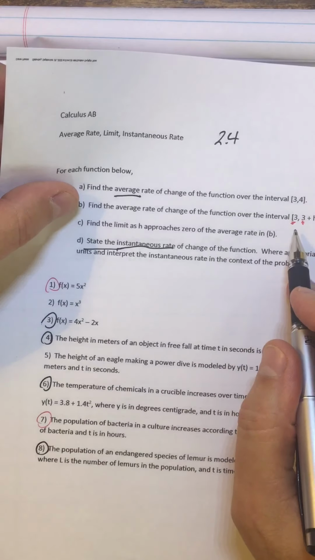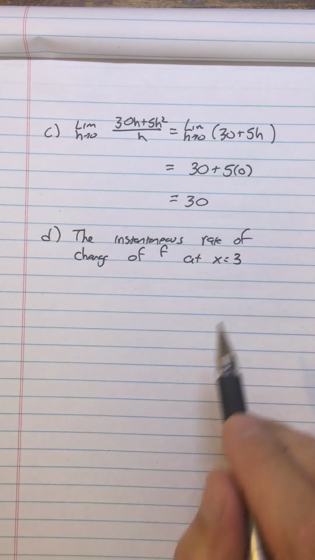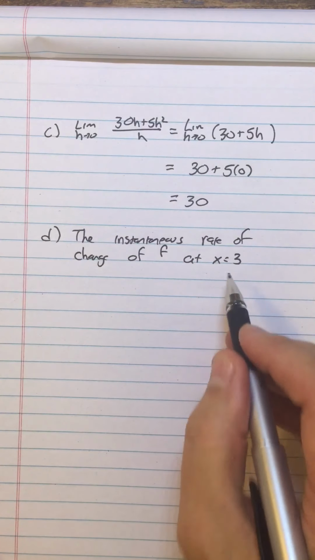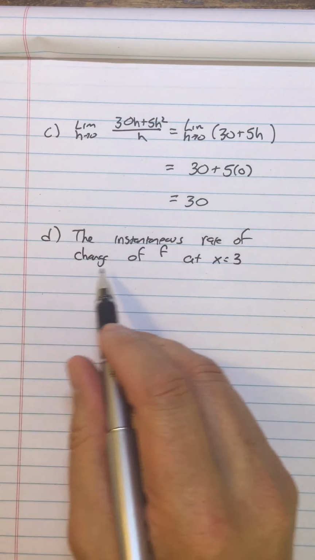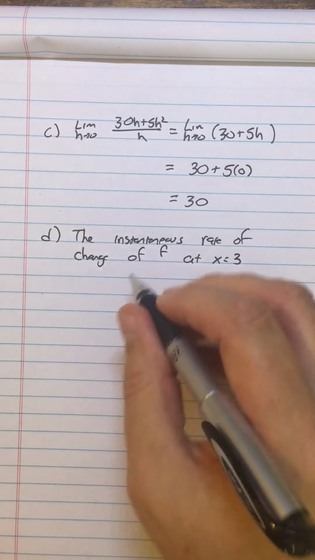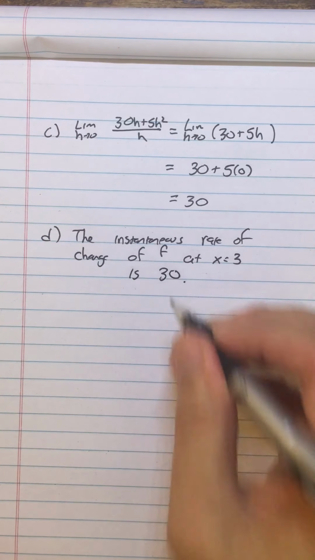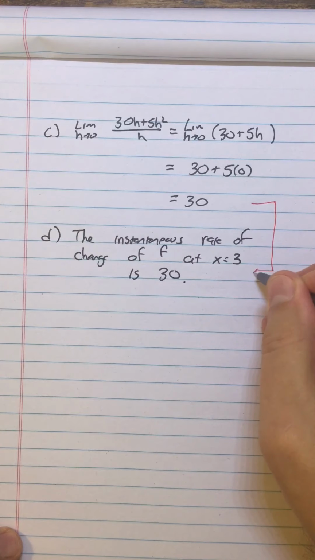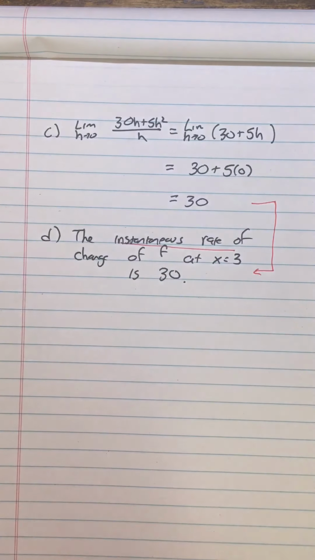So we don't want to just say the instantaneous rate of change is blah, because the instantaneous rate of change is constantly changing. The instantaneous rate of change depends on what the x is. The instantaneous rate of change of f at x equals 3 is 30. That's what you want to write for your part D, and this value that you calculated as the limit, you're showing that you understand that that is the instantaneous rate of change.